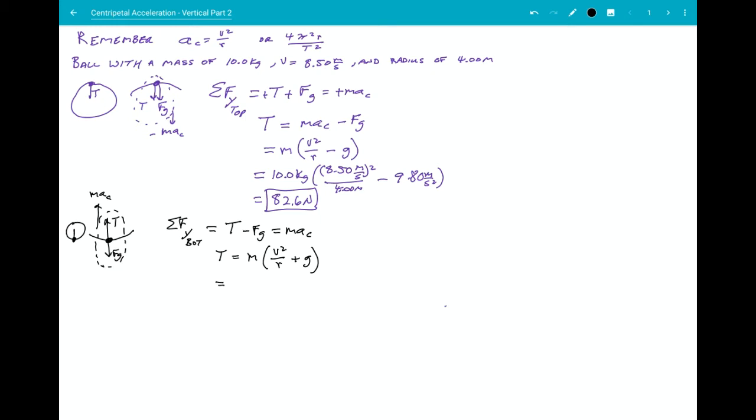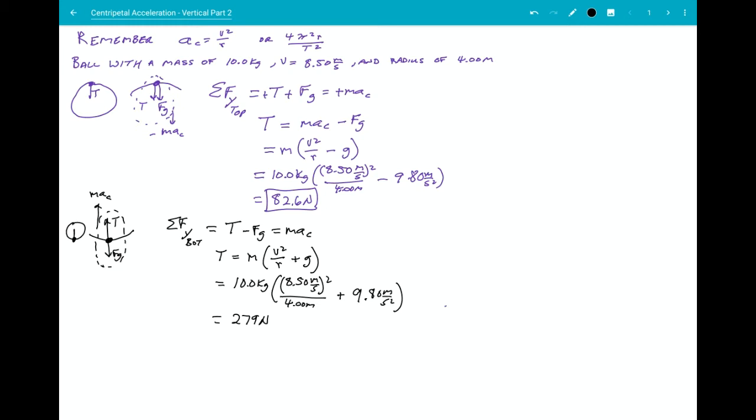So if we put in 10 kilograms, 8.50 meters per second. Oops, not squared. Square the outside. Yeah, see, don't make those mistakes. Pay attention. Go slow if need be. And plus 9.80 meters per second squared. And this is going to give us a value of 279 newtons, which is considerable.